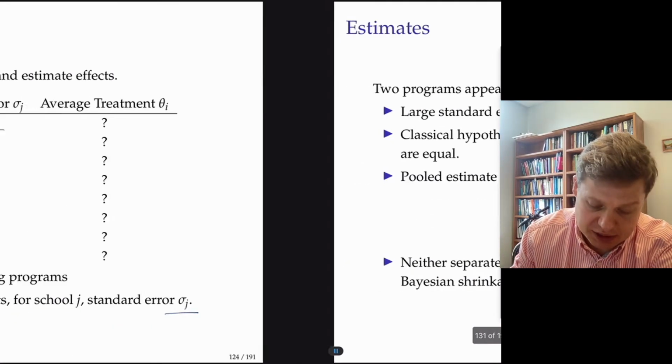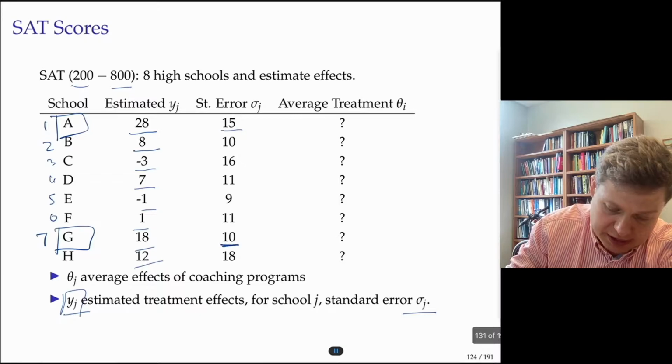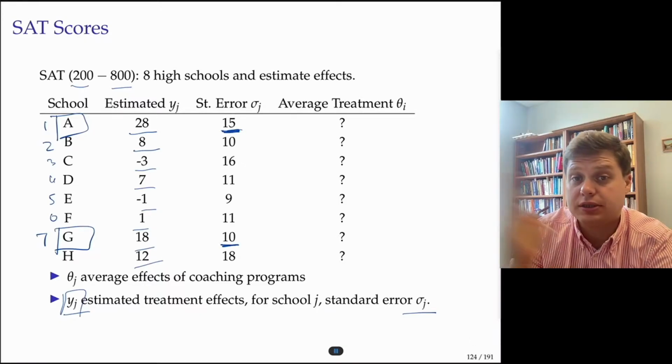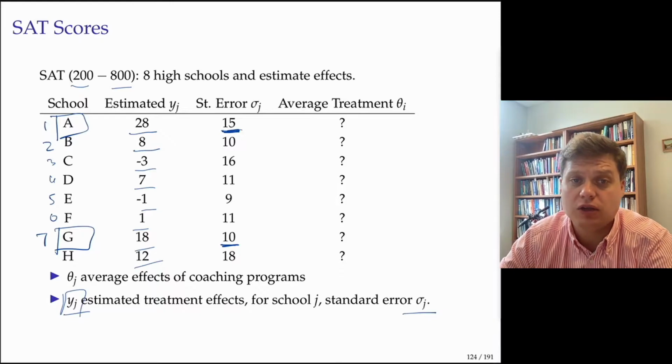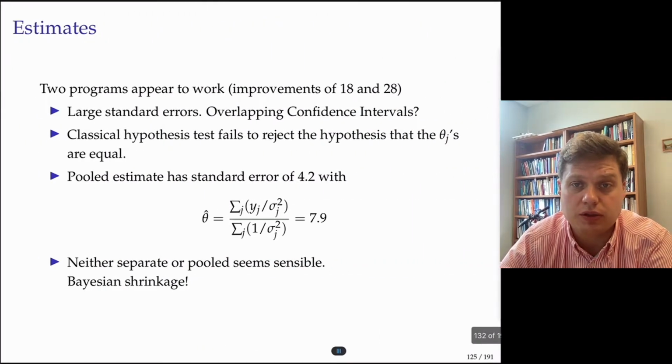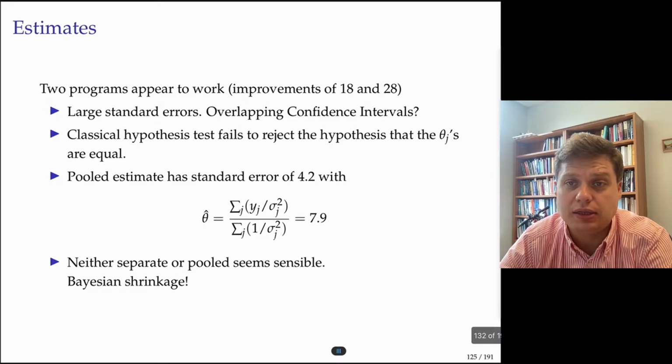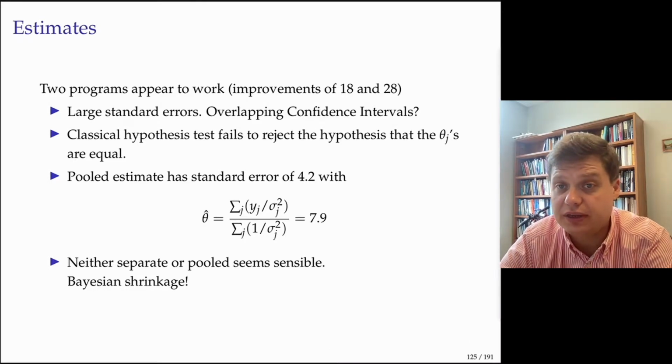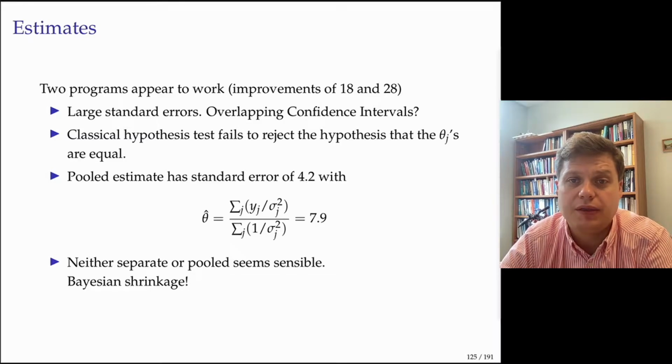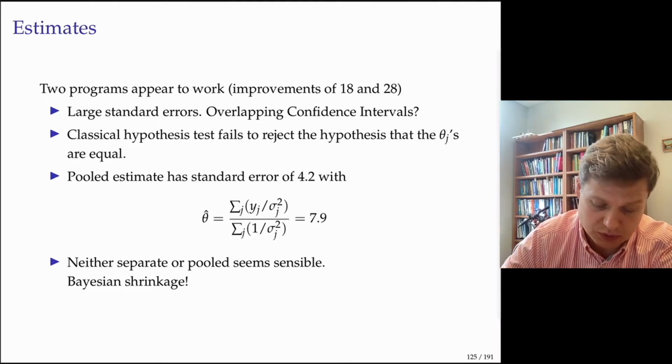But there are large standard errors. If you look, the standard errors are 10 and 15. So it looks like there is a huge deviation in the outcomes in those two schools from those calculated averages. And the question is, do the confidence intervals overlap? So is there truly a treatment effect, or is it just due to observation error? The classical hypothesis test fails to reject the hypothesis that the theta j's are equal. So we stick to this null hypothesis that there is no difference between those two schools.